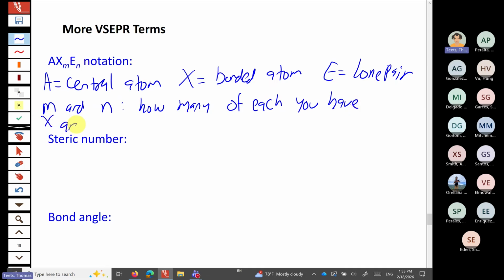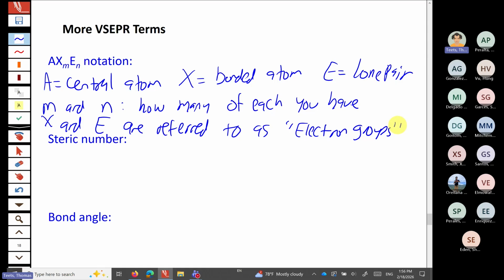And in general terms, X and E are referred to as electron groups. We said that the electron group arrangement is the shape that all of these occupy, and so all of these X's and E's together are referred to as electron groups. We always treat everything as pairs of electrons still, and each of those pairs, whether it's bonded or non-bonding, will be classified as an electron group.